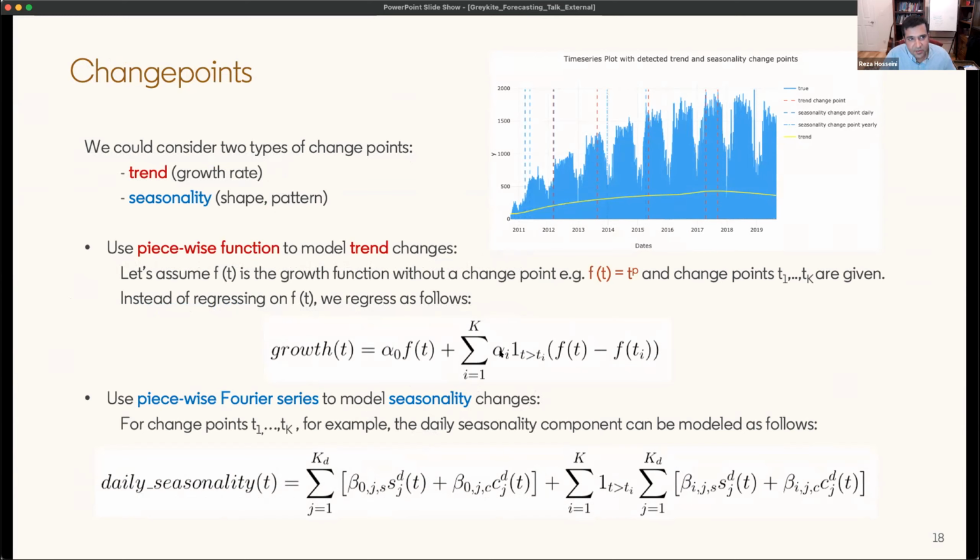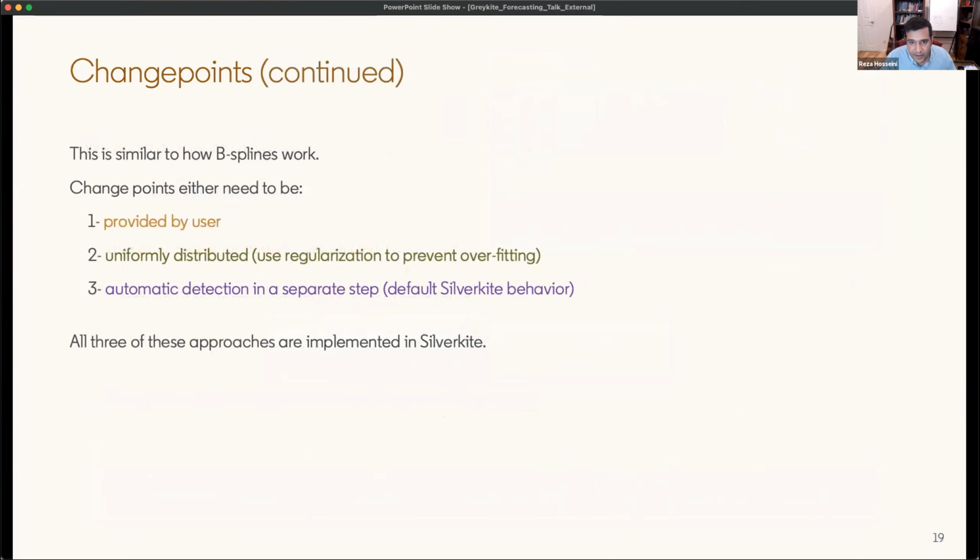Basically, this is a piecewise version of f, right? So it could be piecewise linear. And you can do the same trick for seasonality. You have a piecewise linear in the Fourier series, right? Every coefficient is piecewise linear. You can see there is a beta here, there's a beta there. And so the same trick you can play with seasonality.